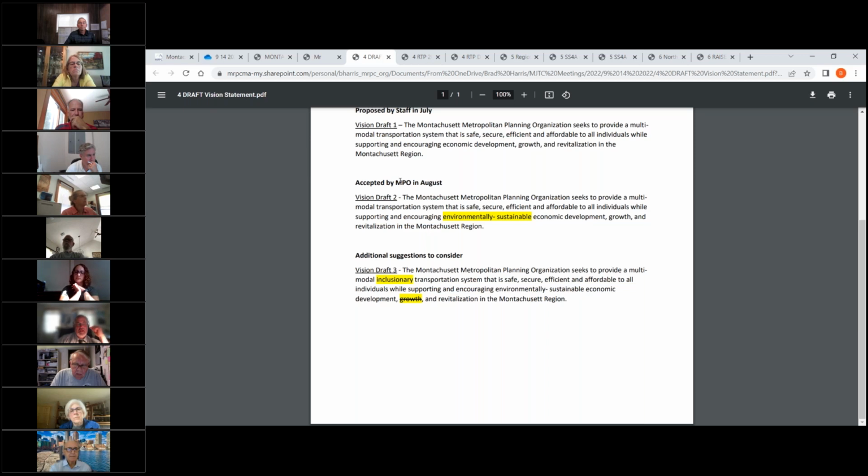Would it be applicable to add in the word "and"? So it states seeks to provide a multimodal and inclusionary transportation system. That way you're sort of breaking up, you're not assuming it's part of that multimodal. You're separating it slightly to have it stand alone as an inclusionary transportation system. Yeah, I think that's a good idea. Yeah, that would seem to be a good addition, just that one word, and inclusionary.